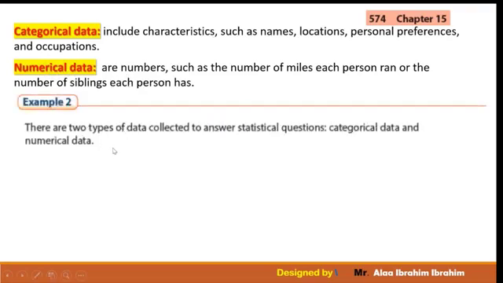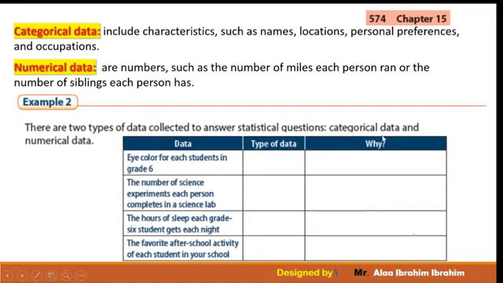Now let's take this example. Two types of data collected to answer a statistical question: categorical data and numerical data. So let's check this example. The color for each student in grade 6. I have to choose one type. The color is not a number, so this is categorical data. Why? Because I'm dealing with something that is not a number. Each response is a color, so this is not numerical.